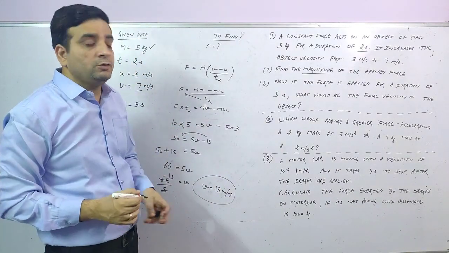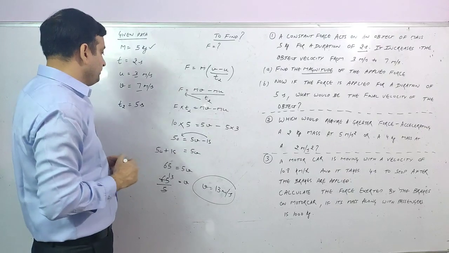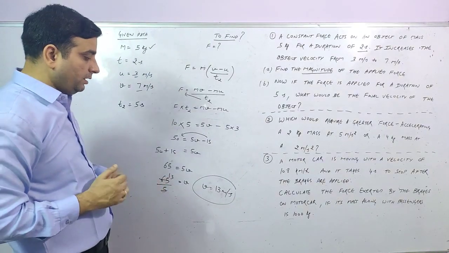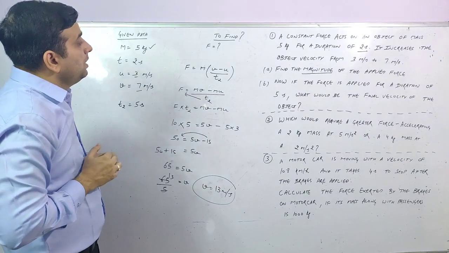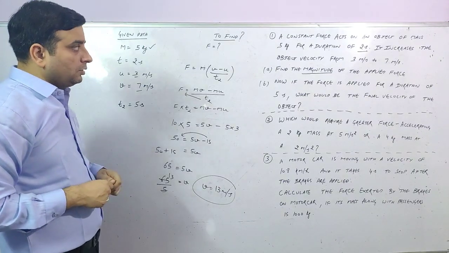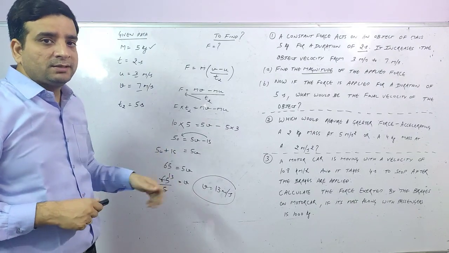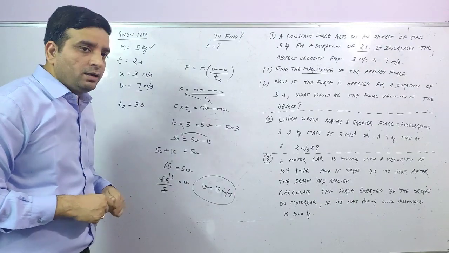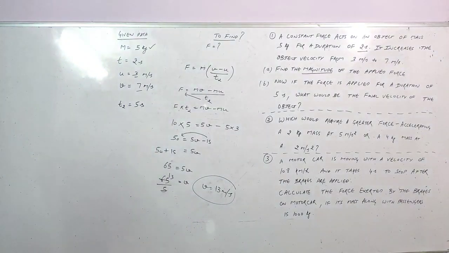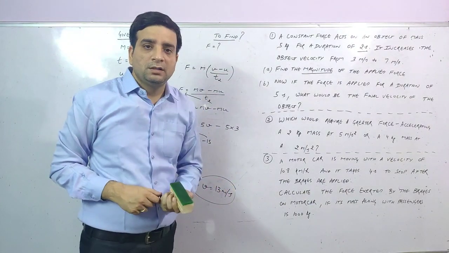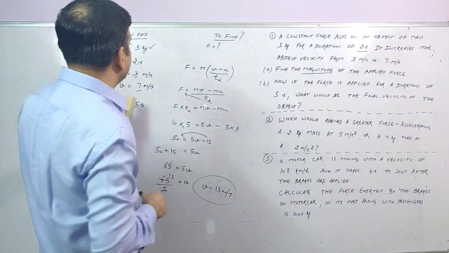The same magnitude of force, if it is applied for the time period of 5 seconds, the velocity changes into 13 meter per second. So now you can take the screenshot of this solution and write the answer. I am giving you 2 seconds to take the screenshot, then I will solve the second numerical. So this is the solution of the first numerical. Now we will solve the second one.